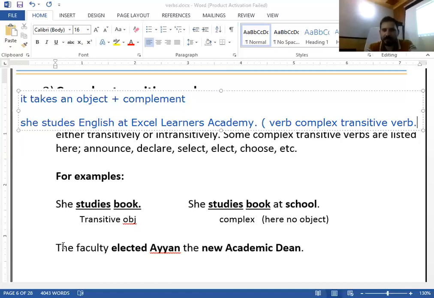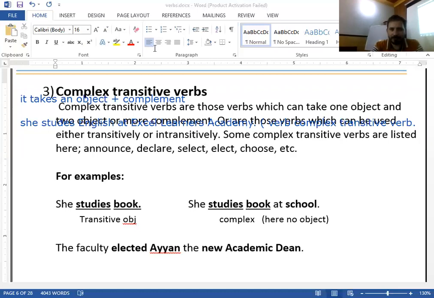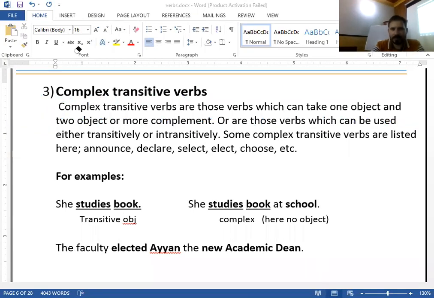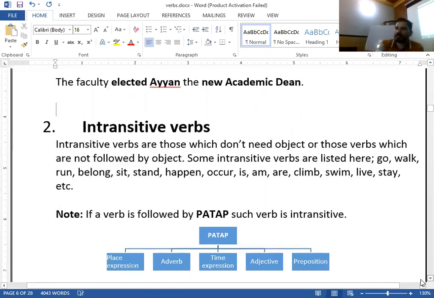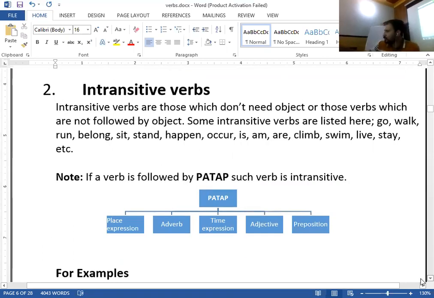Like for example, in this sentence, the faculty elected the new academic deans. The word elected takes an object, and the new is the complement. Clear? So we call it what? Complex transitive verb. This is the third type. The second type of verb is intransitive verb. Transitive verbs have three types: mono, di, and complex.